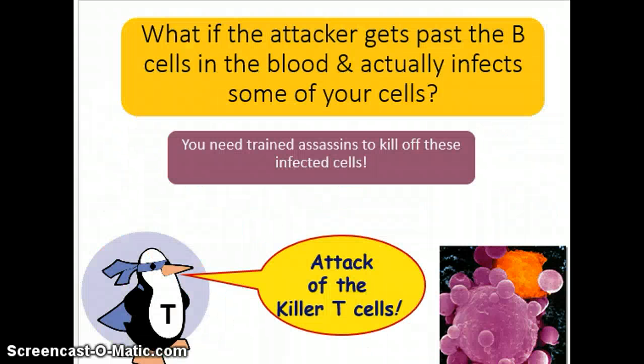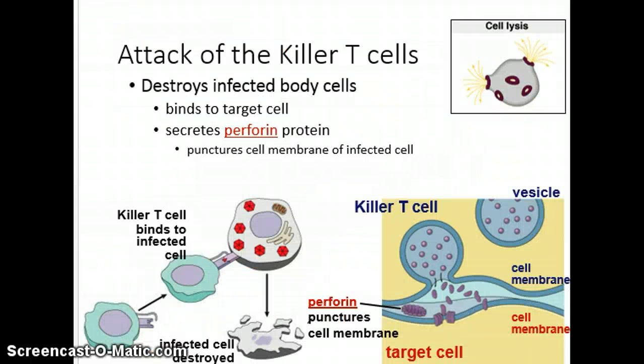So what is the role of these killer T cells? When an attacker gets past the B cells' antibodies in the blood and actually invades the interior of your cells, you need a way to get rid of those infected cells. That's where we get the killer T cells. Their job is to destroy an infected cell, and they do this by binding to that target cell and secreting perforin, a protein that degrades or punctures holes in the cell membrane of an infected cell. In that way, we get apoptosis occurring.